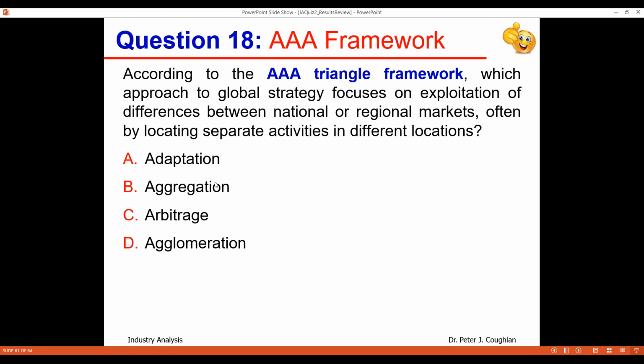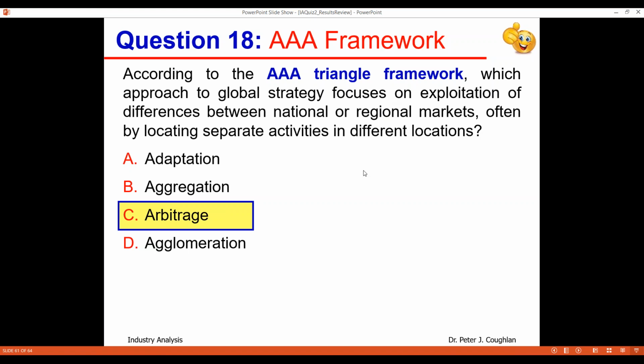Aggregation is basically where you're doing the same thing. You're not adapting. You do the same thing across markets because you have high fixed costs, maybe, and you've got to have big economies of scale, so you've got to do a lot of the same thing. Arbitrage, the basic idea of arbitrage is buy low, sell high. And so that is the right answer. That is the idea where you are exploiting differences.